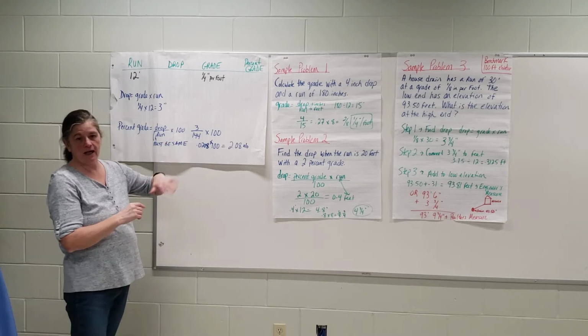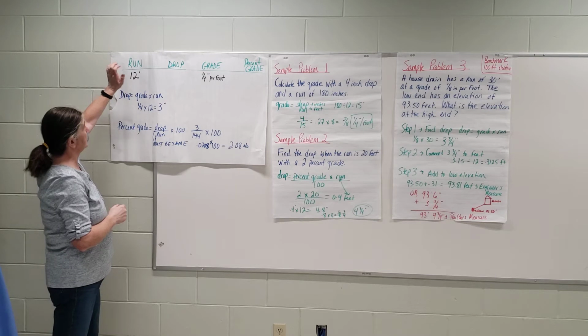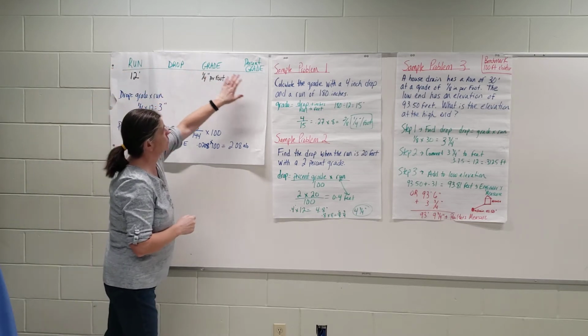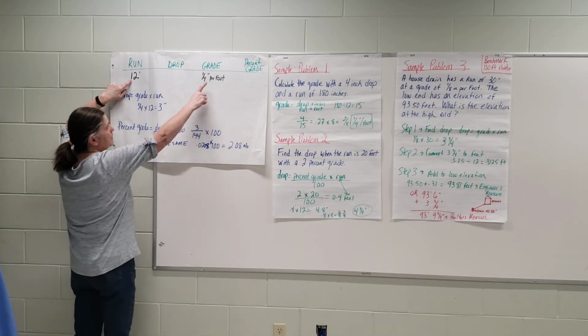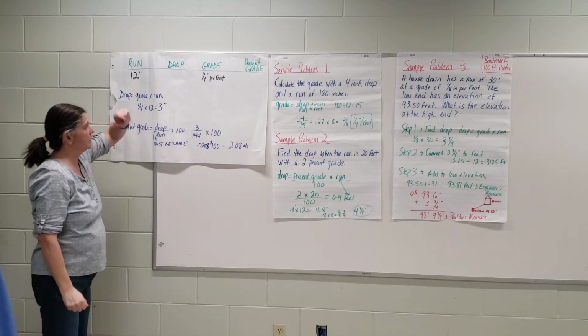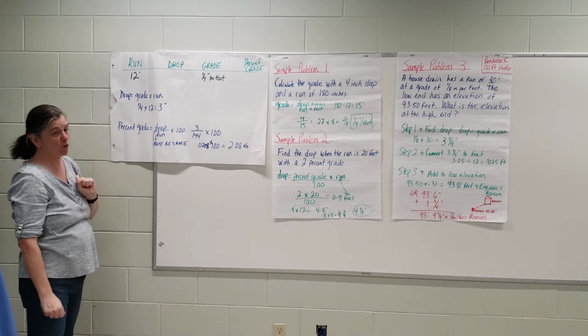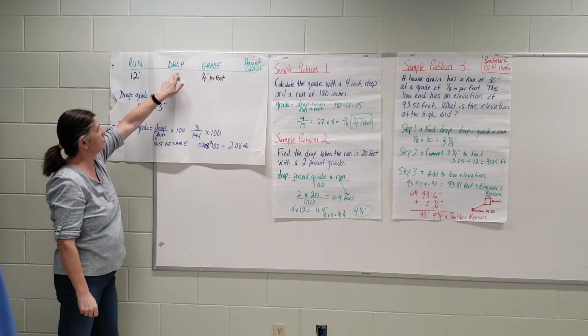So the first thing today in your folder that needs to be handed in, you're going to be given a chart that has run, drop, grade, and percent grade. And you'll be given some of the information, and you'll be asked to find the missing information. So for this first one here, we have a run of 12 feet and a grade of 1/4 of an inch per foot. We have to find the drop.